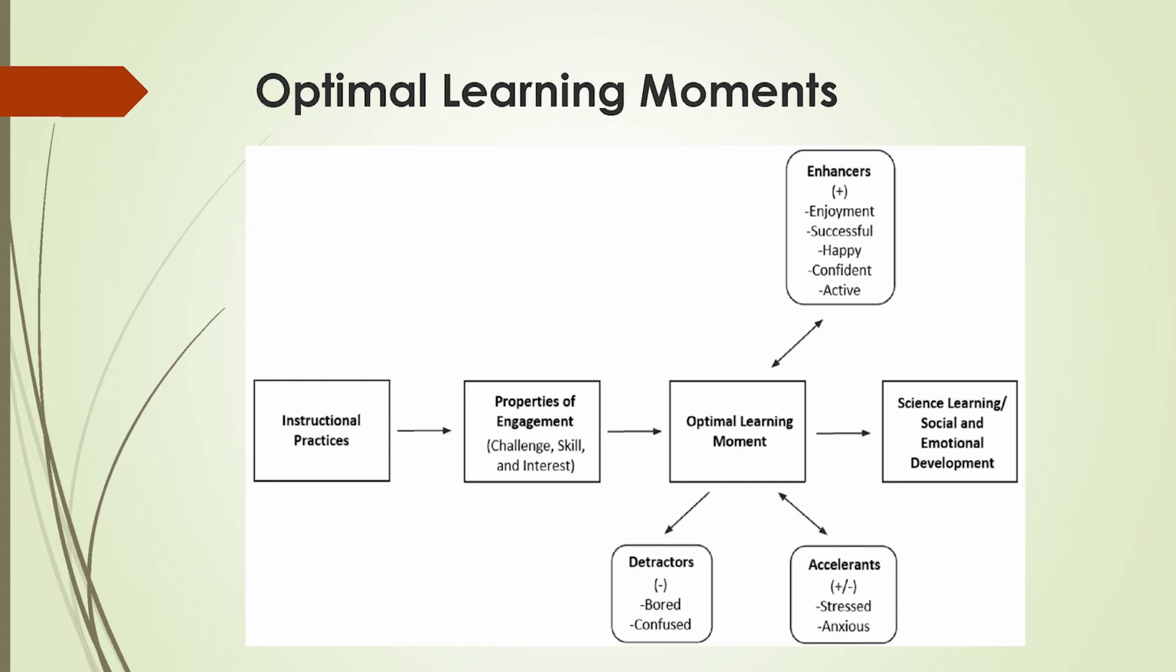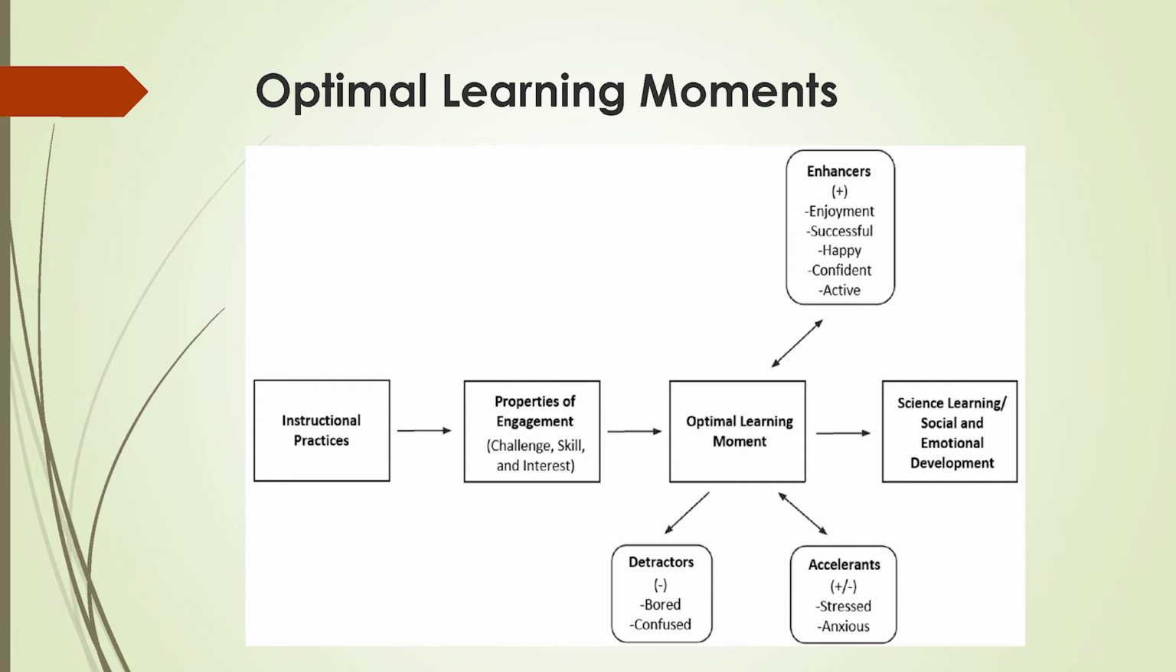And then how do we check these things? We look at them in terms of positive affect enhancers. Are you enjoying it? Do you feel successful? Are you confident? Then we also look at detractors. So if you're not engaged, what might be the reason? Are you confused? Are you bored? And then we also look at that little thing called anxiety, like, does that push you ahead? You have to have just that little bit of anxiety to be able to push yourself forward.